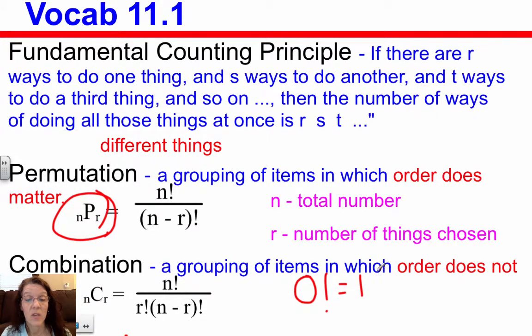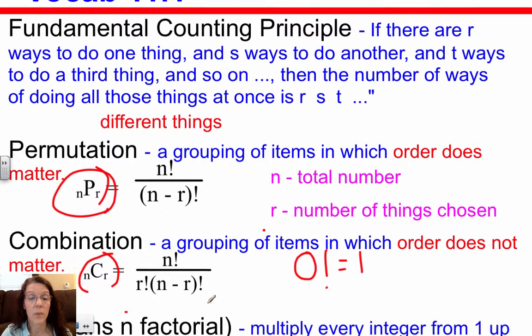A combination is a grouping of items in which the order does not matter. It's nCr, and it's a similar formula. It says n factorial over r factorial times n minus r factorial. Permutation, grouping matters. Combination, grouping does not matter.